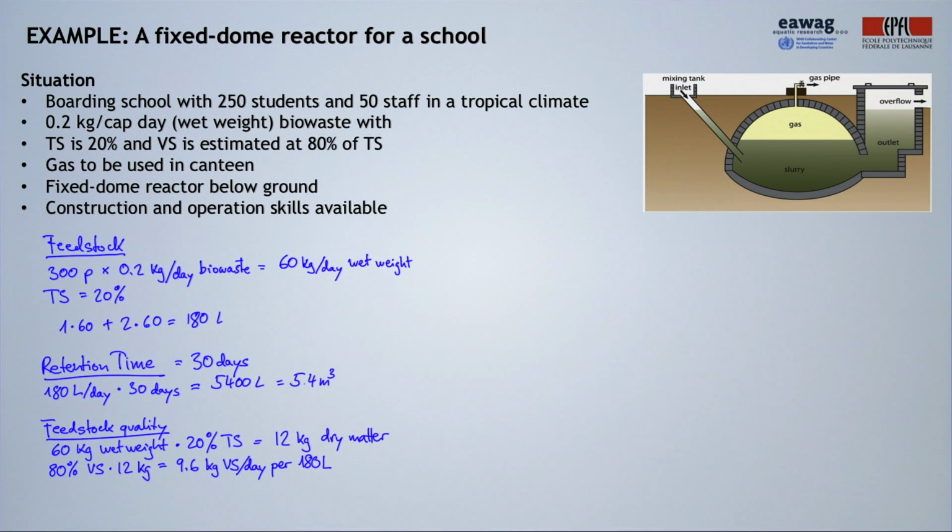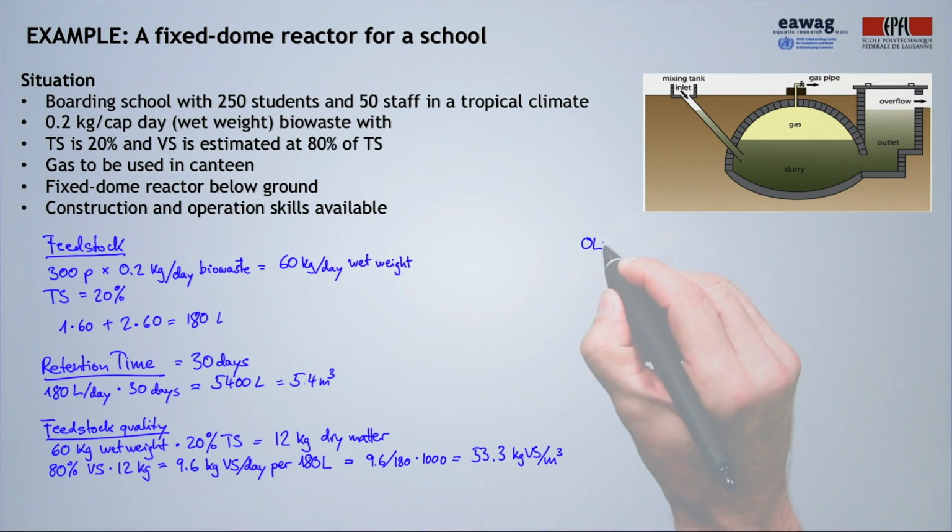But now what we want to have is the amount per cubic meter. So the calculation we need to do is 9.6 divided by 180 times 1000 equals to 53.3 kilograms of volatile solids per cubic meter. Now let us look at the organic loading rate.